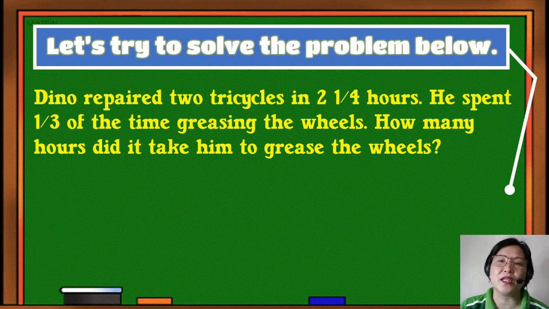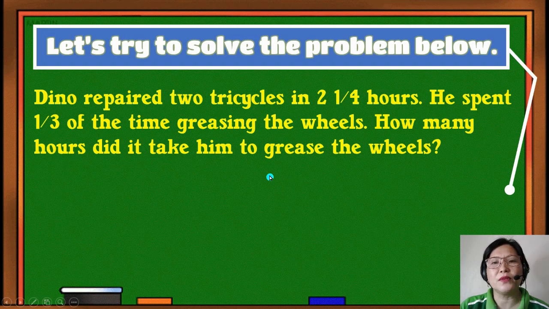As I've said in week 1, the first thing to focus on is the question. So the question is, how many hours did it take him to grease the wheels? So what is the problem asking for? Yes, it is asking for the number of hours it took Dino to grease the wheels. So the next thing to do is to look for the numbers that you can use to solve the problem. And what are those numbers?